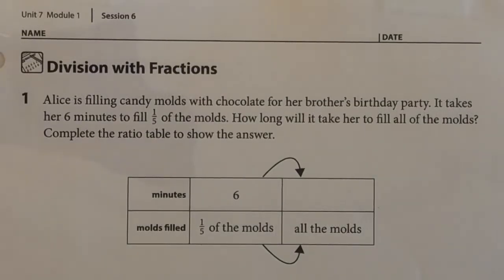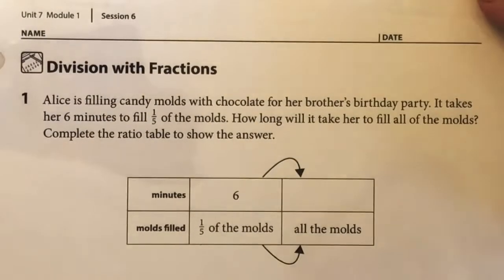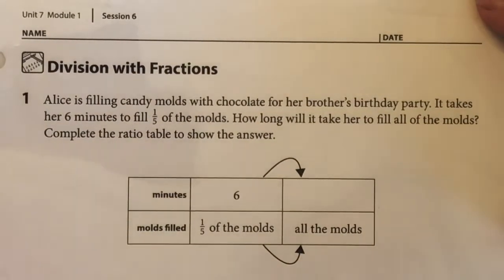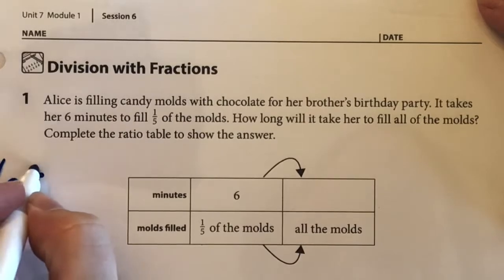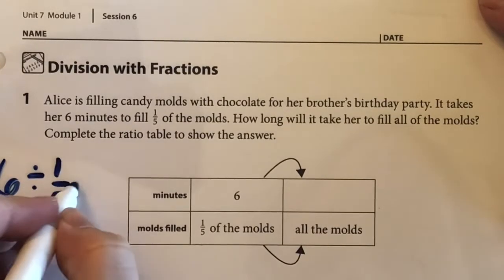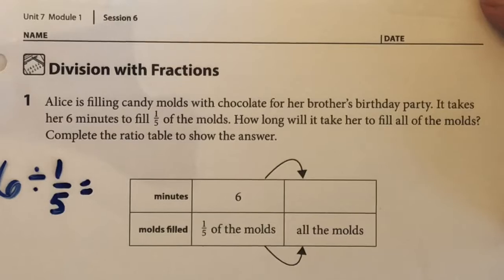Okay, so many of you are thinking, how do we solve this problem? Well, just so you know, this obviously is a division problem. So if 6 minutes took 1/5, and how many are for the total? It's actually 6 divided by 1/5, and that's what we're going to be looking for, that answer.